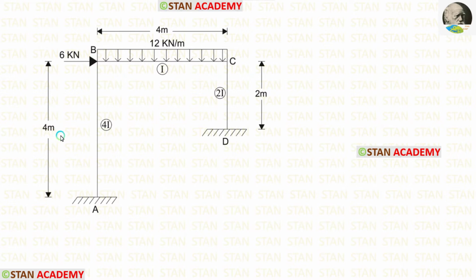The height of the column AB is 4 meter. The height of the column CD is 2 meter. The length of the beam BC is 4 meter. The moment of inertia for the column AB is 4I, for the beam BC it is I, and for the column CD it is 2I.